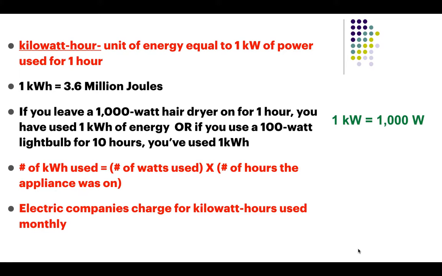So when you look at the bullet towards the bottom here, number of kilowatt hours used, if you're trying to figure that out, take the number of watts used and you just multiply it by how long the appliance was on for. That's all. That's the easy way to figure it out.